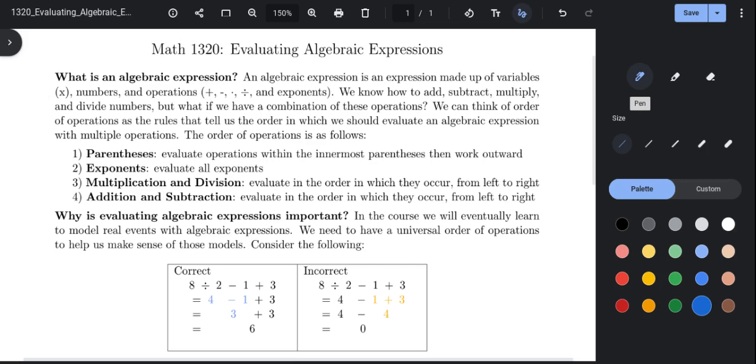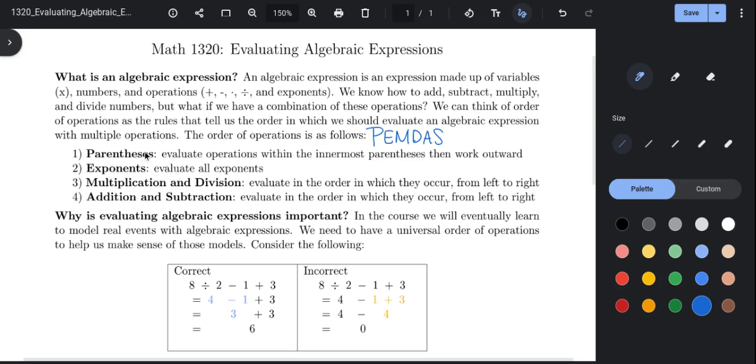One thing that we're going to focus on in this video is, how do we evaluate an expression when we have multiple operations? And that's when we're going to use the order of operations. So you may have seen this in high school as PEMDAS. And that was just an acronym to help you remember what order you evaluate things. So I have them listed out here also.